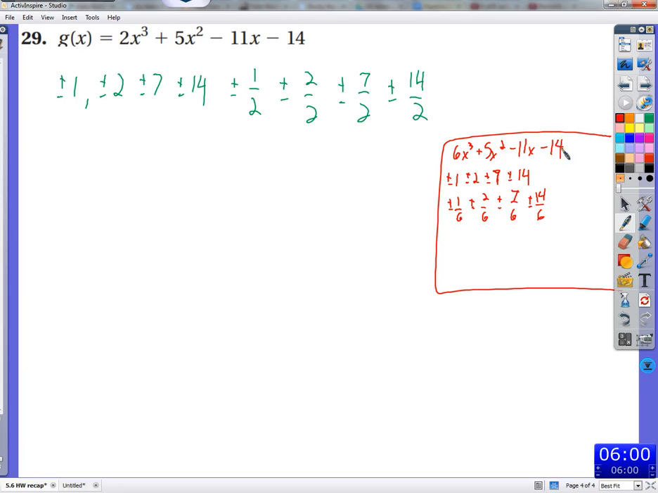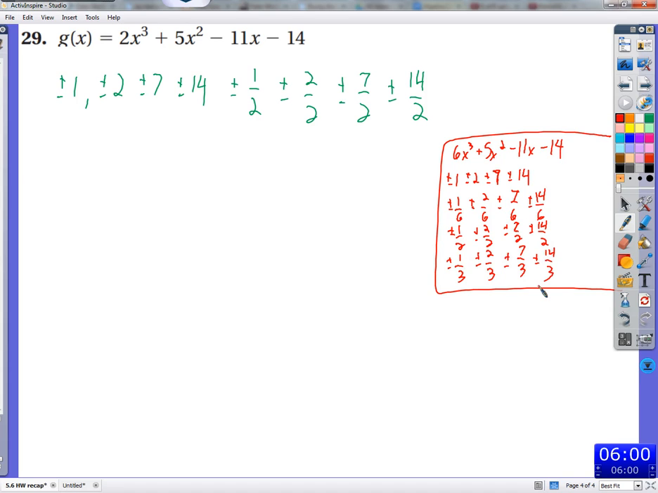Okay, we take all the factors of 14 and all the factors of 6. So we're going to go 1 over 2, and then 1 over 3, and then 2 over 2, and 2 over 3, and 7 over 2, and 7 over 3, and 14 over 2. So we'll do 1 over 2, 2 over 2, 7 over 2, 14 over 2. Factors are 1 and 6 and 2. Almost done. We do 3. 1 over 3, 2 over 3, 7 over 3, 14 over 3.